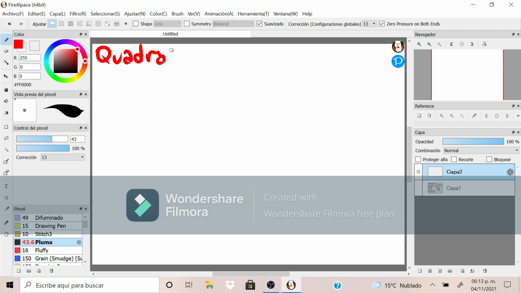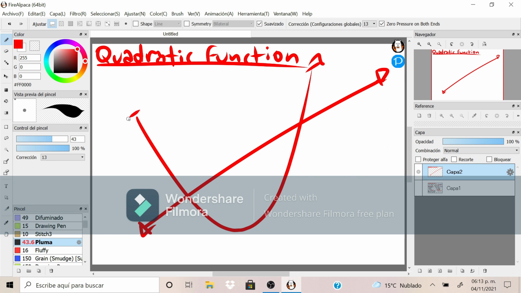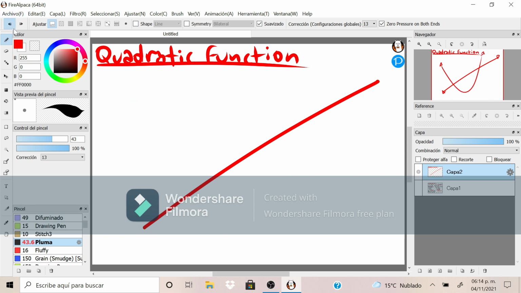Sorry for my lettering. Quadratic function. Now this one is a little bit different than linear function. Basically, instead of looking like a line, it looks more like a B. I like to see it as a fox. Don't ask me how. I'll explain that point later.